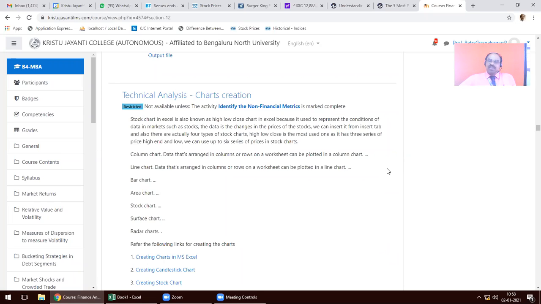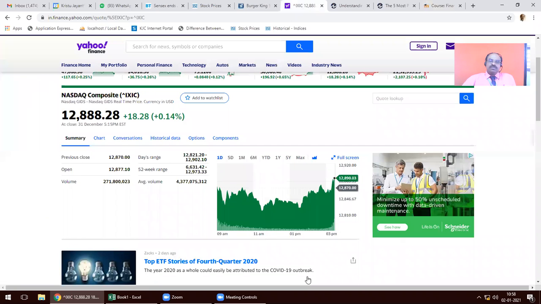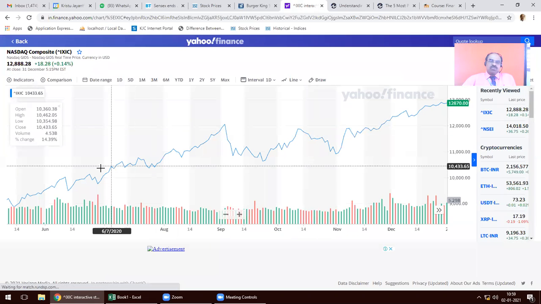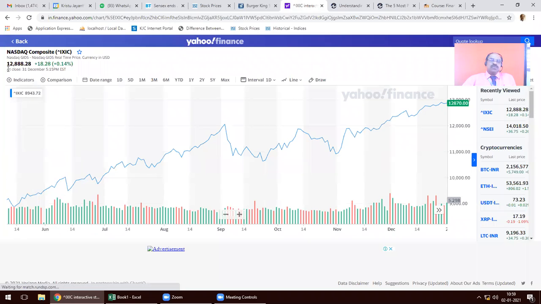And usually we use Excel for the purpose of preparing charts. But nowadays it is not like that. There are a number of charts coming. Each and every organization is preparing them nicely. You can see in the case of Yahoo Finance, it shows interactive charts, the movement of, for example, the NASDAQ Composite Index.